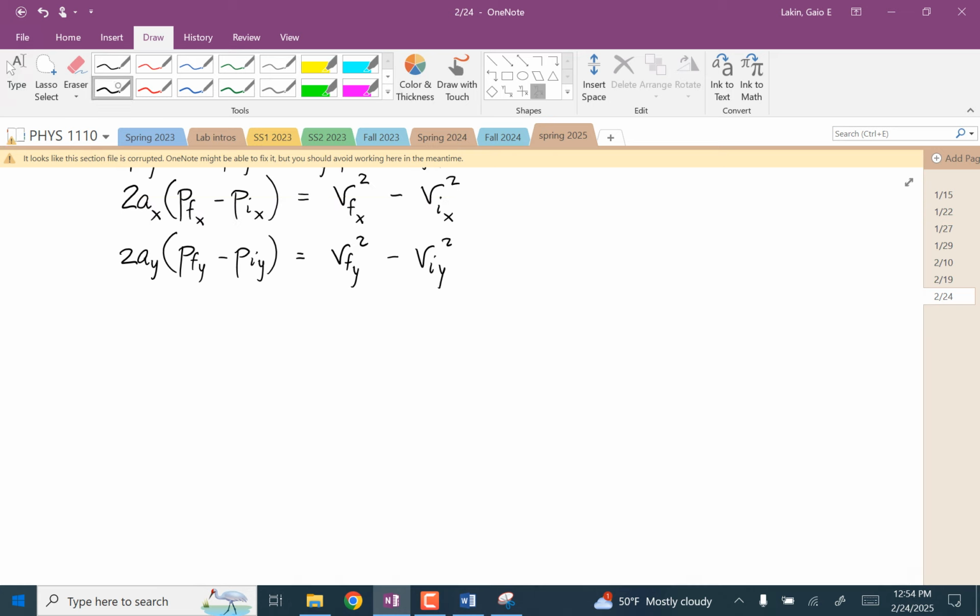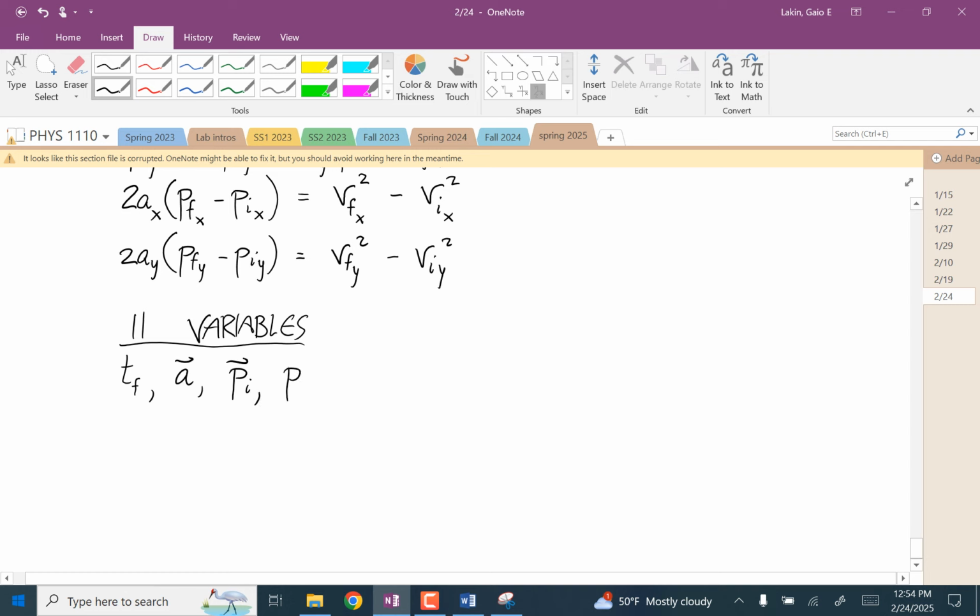Okay, so how many total variables are there? With 1D, there were 6 variables. Now there's 11. There's still TF. And now everything else has 2 variables because of an X and Y component. So now you have the acceleration vector, which is 2 variables. The initial position vector, that's another 2. P final vector, V initial vector, and V final vector.